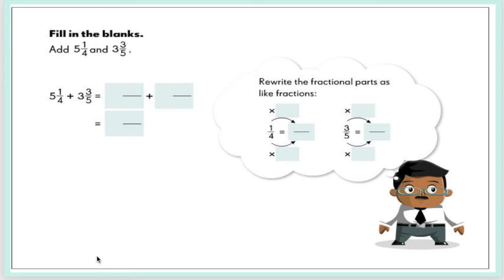Are you ready for the next example? Let's do this. Let's add the whole numbers. 5 and 1/4 plus 3 and 3/5. We have the whole numbers 5 and 3. So 5 plus 3 is equal to 8. Let's rewrite the fractional parts as like fractions. 4 and 5, their common multiple is 20.